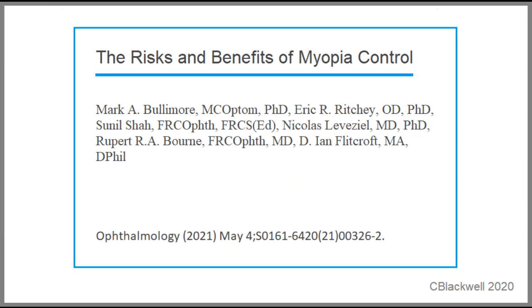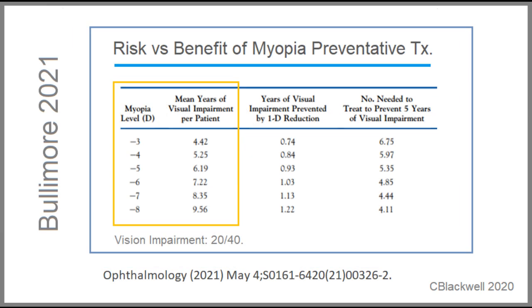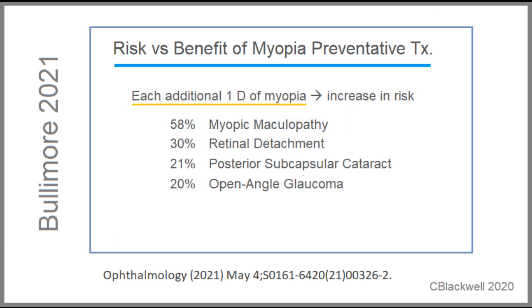For perspective on the treatment decision, Bullimore and co-authors offer this risk versus benefit analysis. So far, we have established the risk of vision loss increases with the degree of myopia. Bullimore calculates approximately an extra year of vision impairment for each diopter increase in myopia. Here they get more specific and calculated for each additional diopter of myopia the percent of increased risk for specific eye problems.